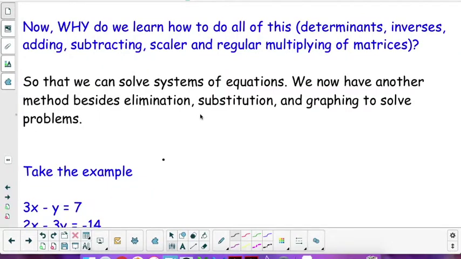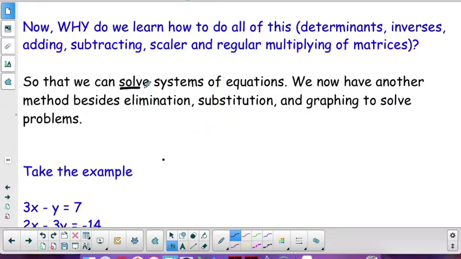Okay, so matrix lesson 6. Why we are learning how to do all this stuff. Why we are learning how to multiply and scalar and find determinants and find inverses. And the whole reason behind this is so that we can use matrices to solve.